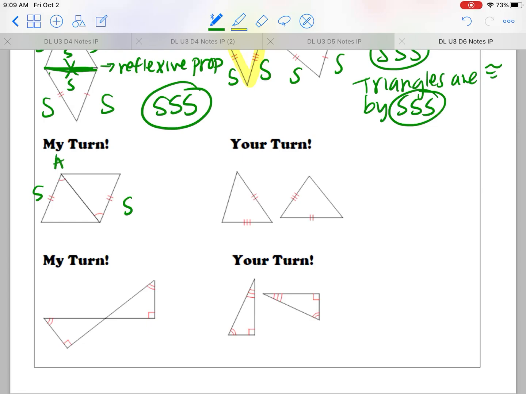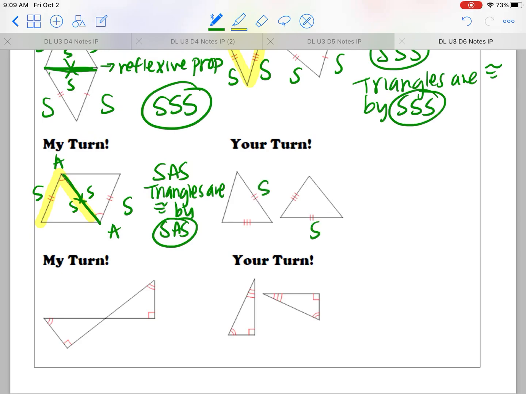We have a side, an angle, and then the reflexive property once again, saying that a side is equal to itself. So when we're trying to determine the shortcut, we follow the order on one triangle only. So this is side, angle, side. So triangles are congruent by side, angle, side.